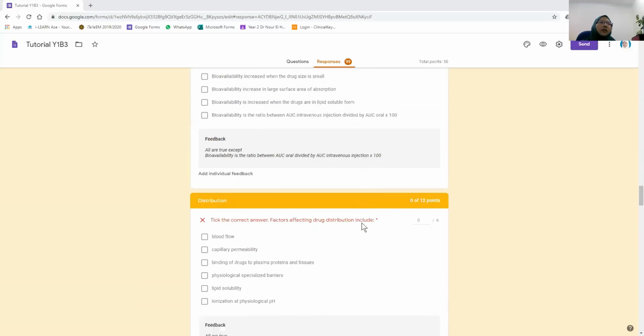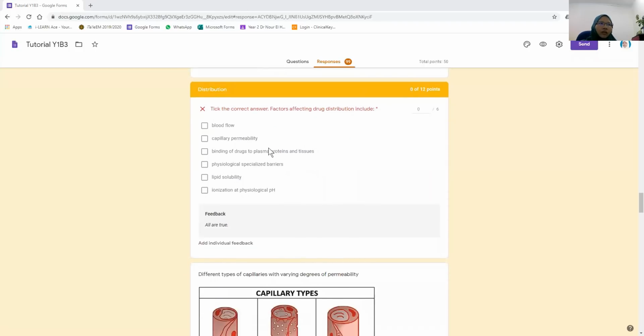Alright. Okay, next. Most of you got this right, almost 95%. So tick the correct answer. So all are true, right? Blood flow contributes to distribution. Capillary permeability contributes to distribution. Binding of the drugs to the plasma proteins and tissues also contributes to the distribution. Physiological specialized barriers, lipid solubility, and ionization.